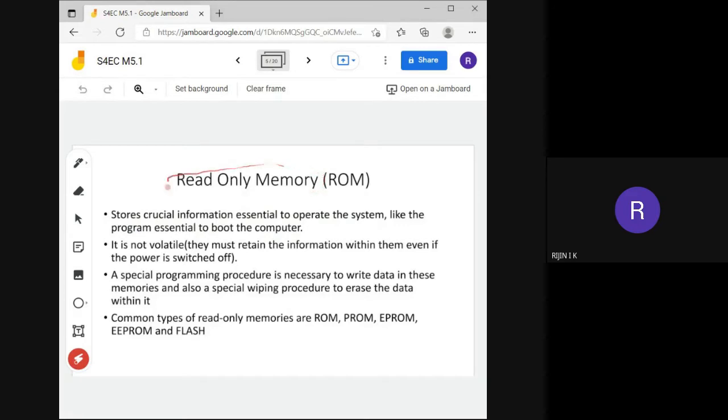Okay, read-only memory. That means it is mainly used to store the essential information that is used to boot the computer. By using this memory, we can read the data; that is the only thing we can do. And also, read-only memories are non-volatile.